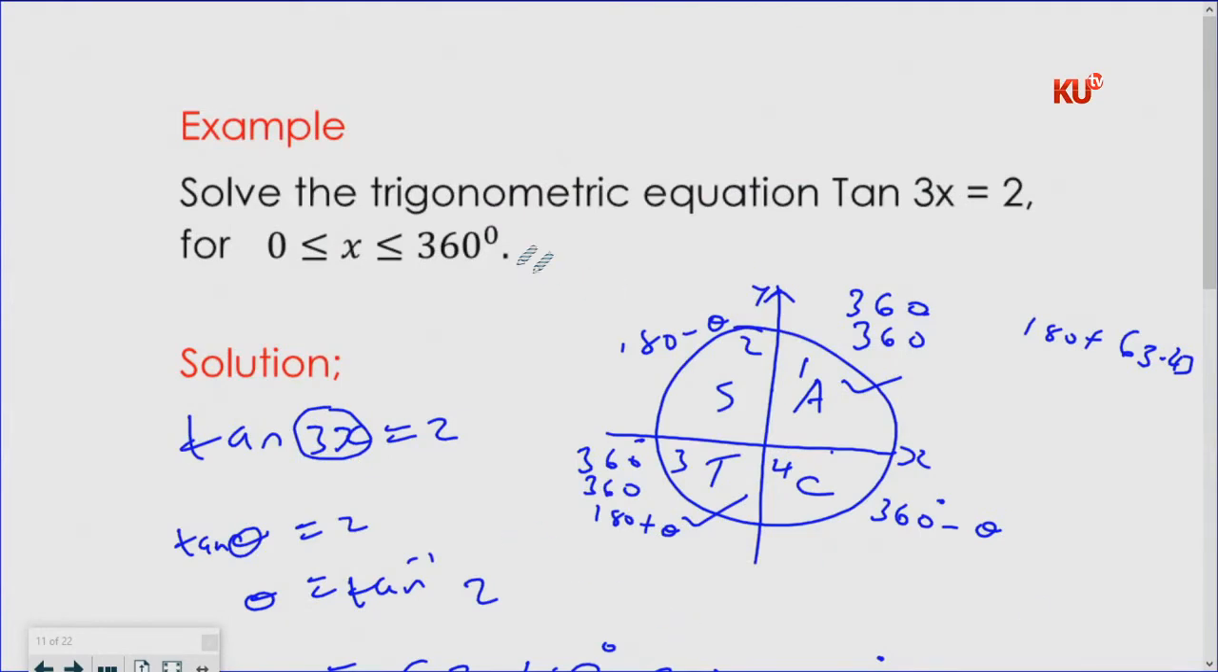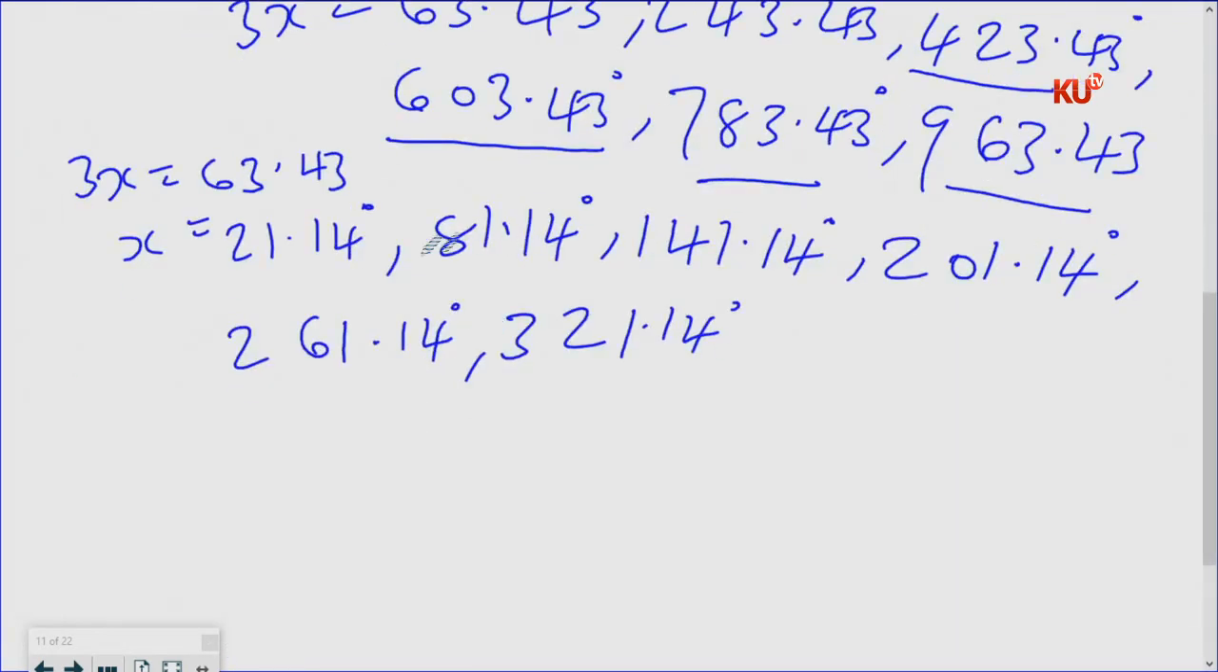Remember, these are the limits that we are working with. The values of x should range from 0 degrees and the highest being 360 degrees. So looking at all the values of x that we have here, they fall within the range given, 0 degrees to 360 degrees. If we were to move to the next round, I'm sure the values of x would have been more than 360 degrees. That's why I said we can stop there, at least for this particular question.